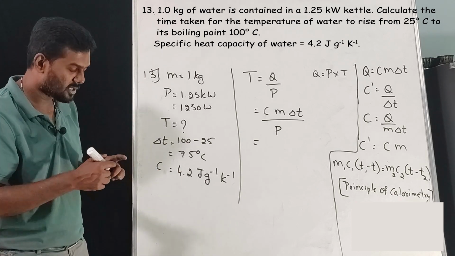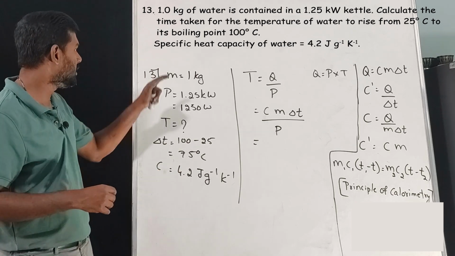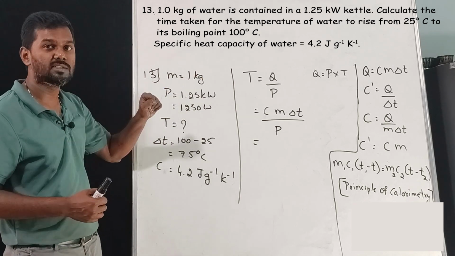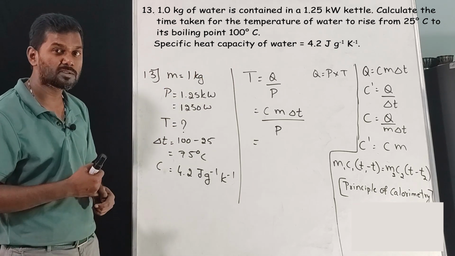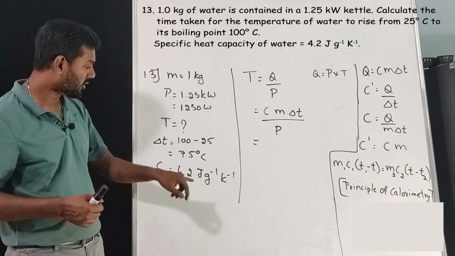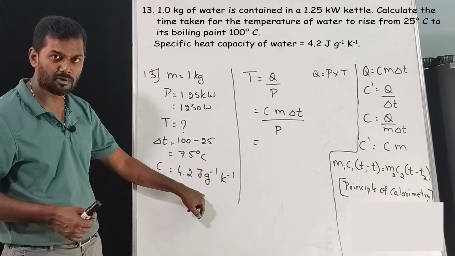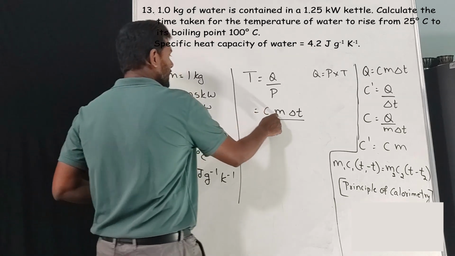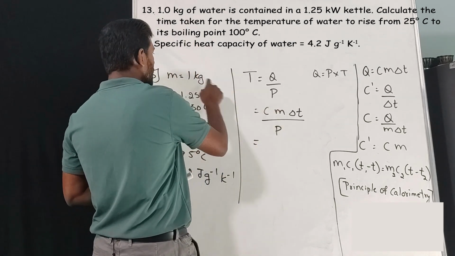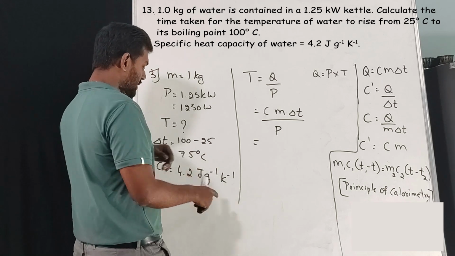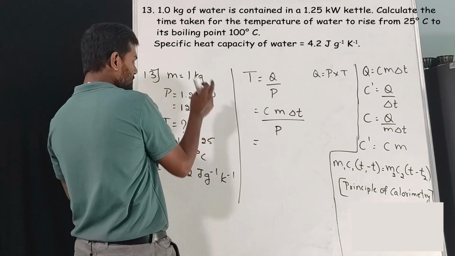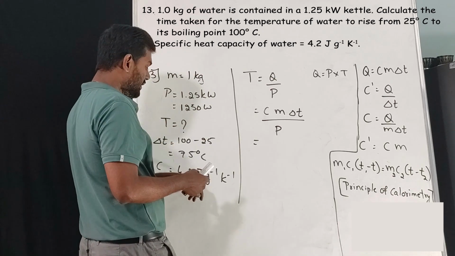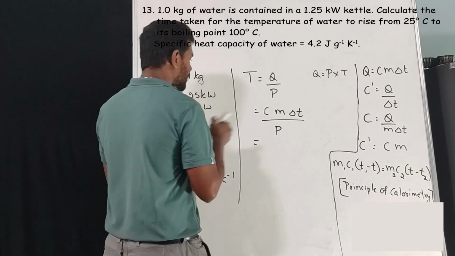Completely wrong. Why? Because of a very important thing. What about the unit of mass? Mass is given in terms of kg, but specific heat capacity is given in terms of grams. So if the specific heat capacity is given in terms of grams, you have to convert this mass into grams. Then here, instead of multiplying by 1, you have to take it as 1000. Now it is in kg, we have to convert this into grams.